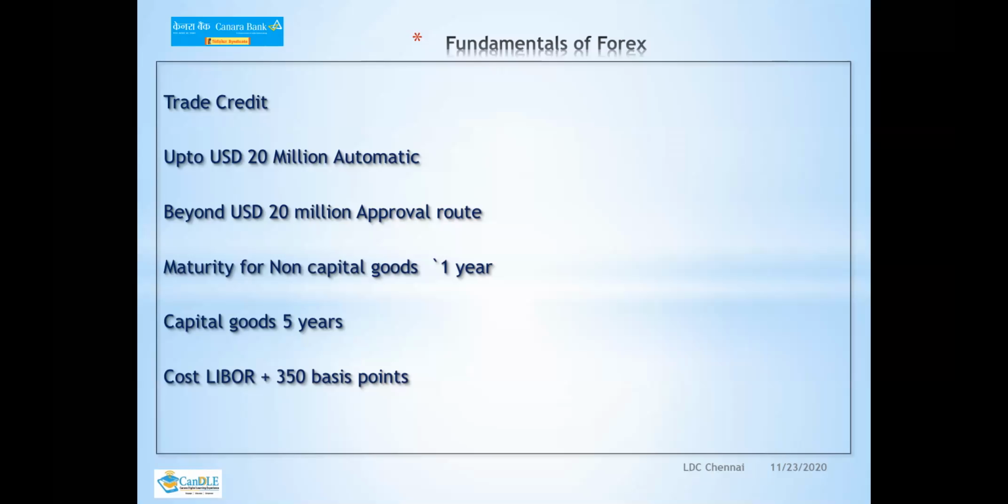So maturity can't exceed 1 year, because you can't take 3 years easily, for a buyer's credit for current account goods. Capital account goods, you can't take more than 5 years. Very important. For trade credit, the maximum ceiling is only 5 years. Definite question. And cost should not exceed 350 basis points, LIBOR plus 3.5. This may vary. The government wants to revise the cost. I will let you know the exact date and the exact rate.